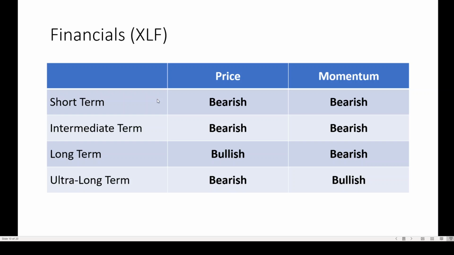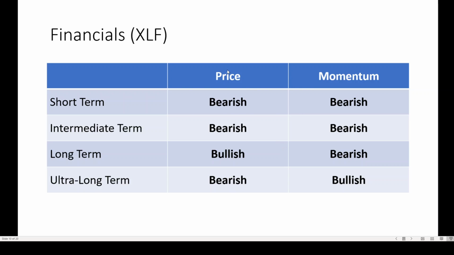Moving on to the financial sector, remember XLF, this generally trades opposite, or inverse, not exactly, Treasury bond prices. So as financials go down, that's supportive for bond prices going up. In the short term, bearish across price and momentum, bearish on the intermediate term. And the only bullish signals we have is on the long term on price and on the ultra long term on momentum. But this is showing that XLF is rolling down and heading lower.